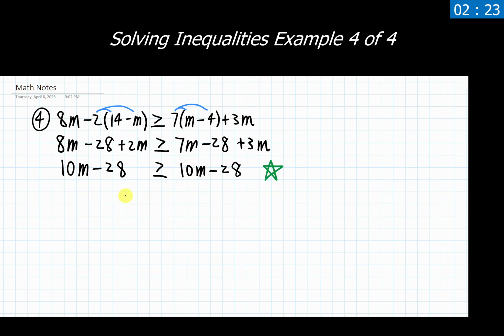A lot of people like to write out negative infinity all the way up to positive infinity. And while that's technically not incorrect, we do want to write this out more accurately and more specifically by using the symbol for all real numbers.